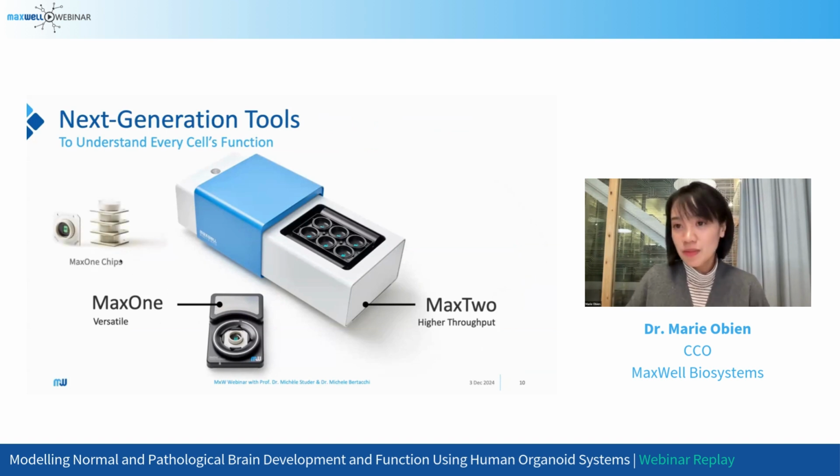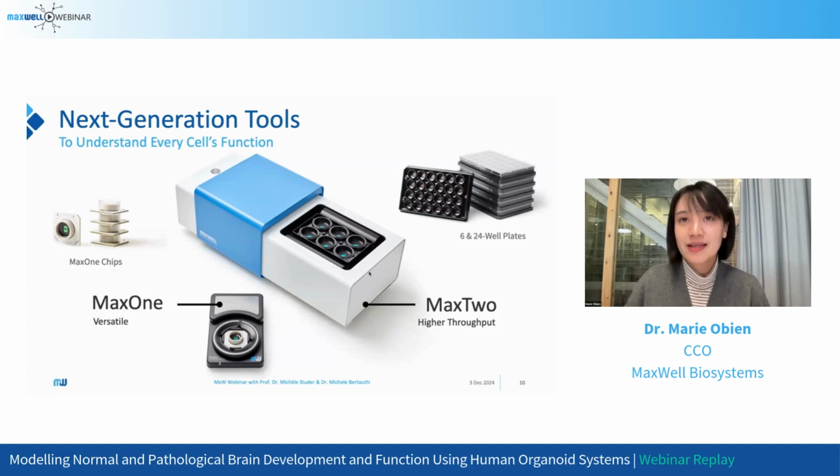And here we have the MaxOne chips compatible, while at the same time for higher throughput experiments, we have the MaxTwo, which can cater to 6 and 24 well plates. And it has a built-in incubator with a heater at the bottom and on top, so this closes. And there's also a CO2 input that maintains a good environment for your cells during recording.